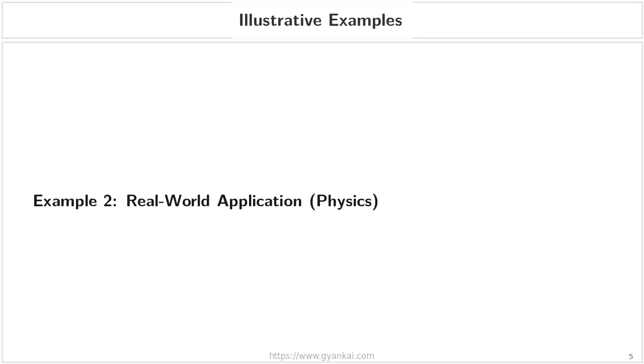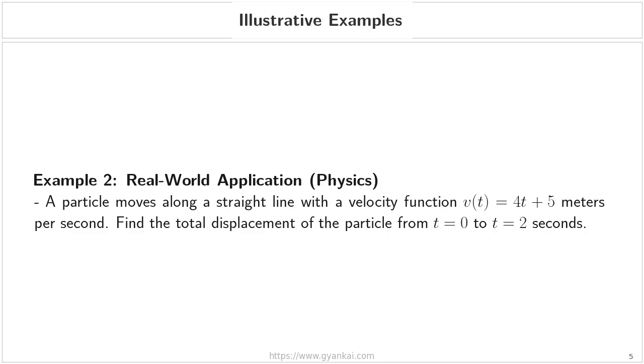Okay, let's move on to another example, this time applying definite integrals to a real-world scenario. As you know from the previous slides, we've mastered the procedural steps, and now we're going to see how it all comes together. This example involves physics. We're told that a particle is moving along a straight line, and its velocity is given by the function v of t equals 4t plus 5 meters per second.